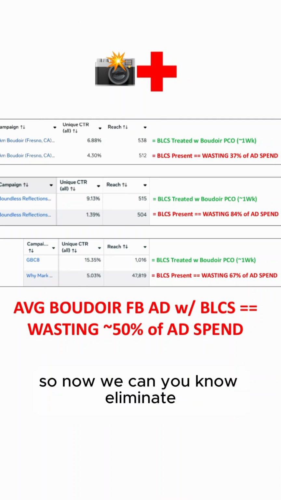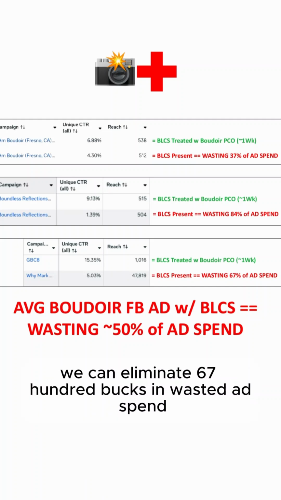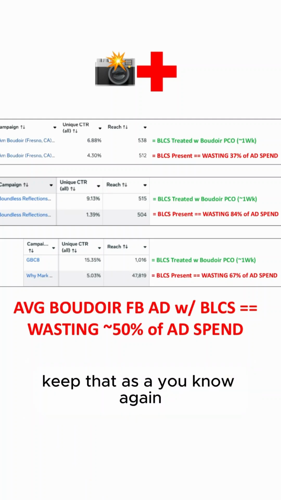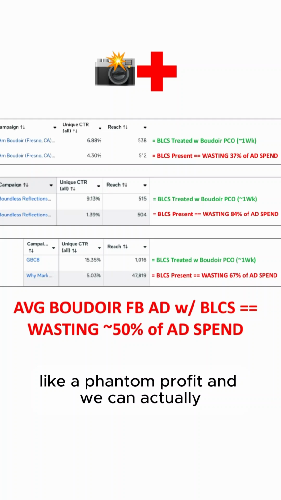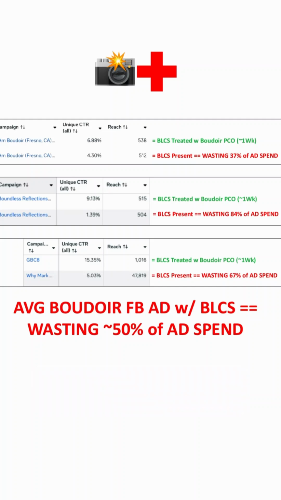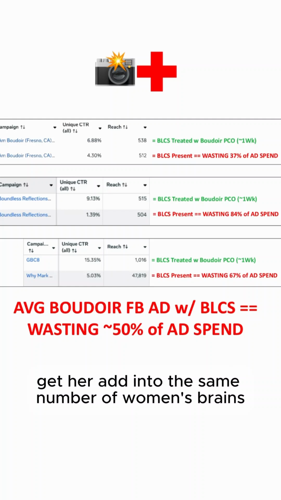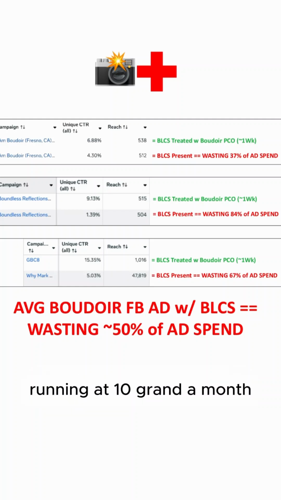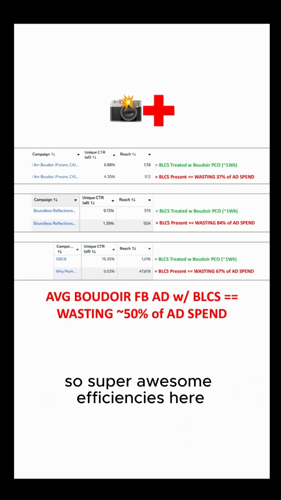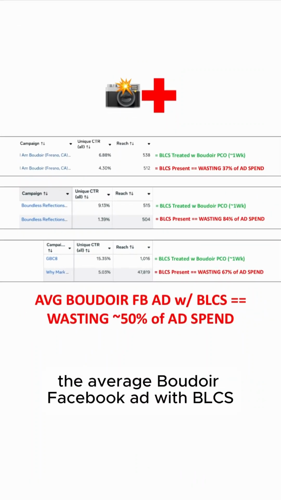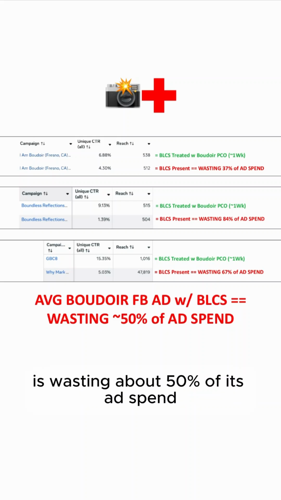So now if you spend 10 grand a month on Boudoir Facebook ads, we can eliminate 6,700 bucks in wasted ad spend, keep that as, again, like a phantom profit. And we can actually pocket that, like 80 grand in the first 12 months, and run the Boudoir Pico treated ad at 3,300 bucks a month, get our ad into the same number of women's brains as the original Boudoir Facebook ad running at 10 grand a month. So super awesome efficiencies here. So from what I've seen, the average Boudoir Facebook ad with BLCS is wasting about 50% of its ad spend.